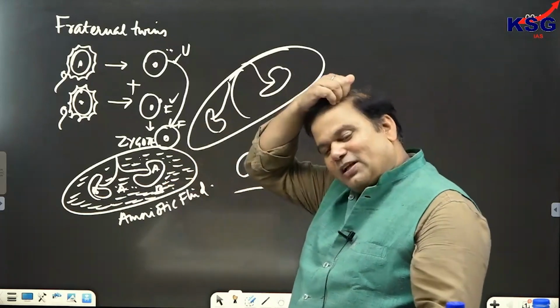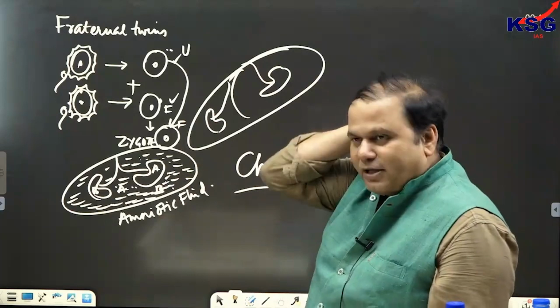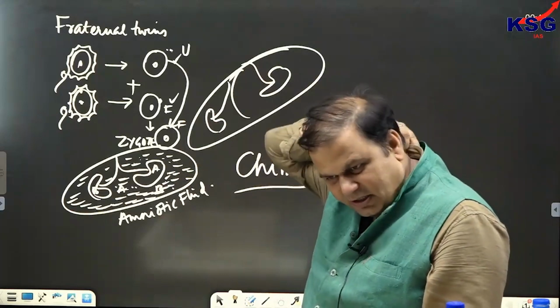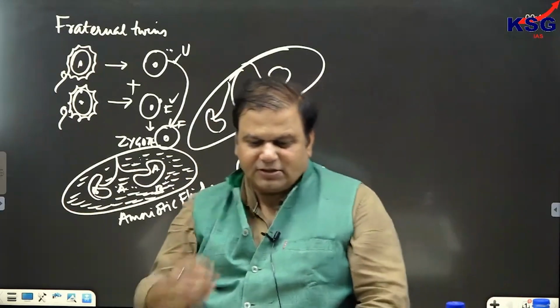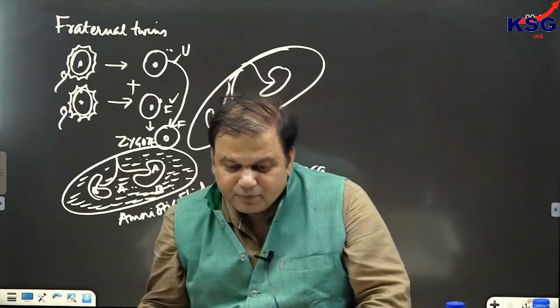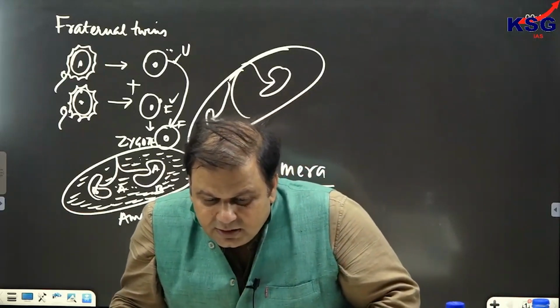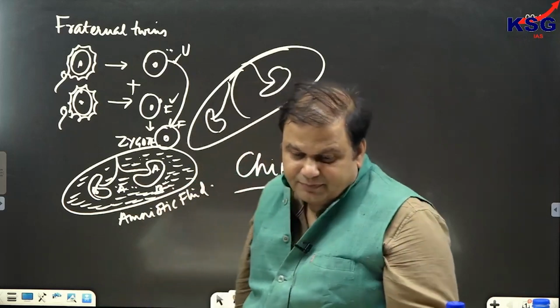So if absorption of cells is responsible for more than one genetic makeup in humans, this process is called as what? This process is called as chimerism.